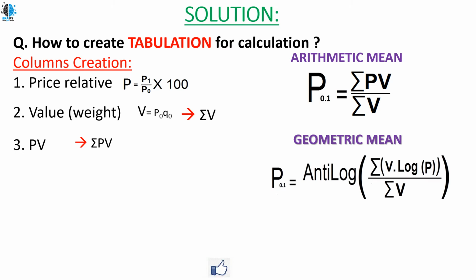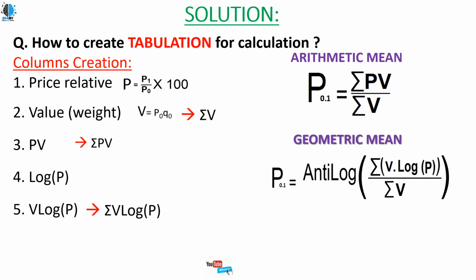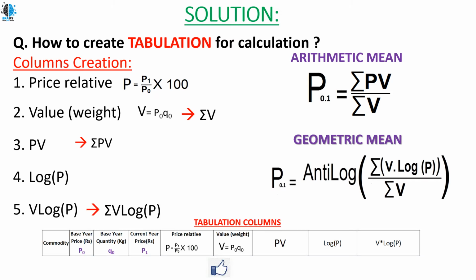Now what more do we require in our table for geometric mean? We need the log P. Next we have to multiply this log P with V and find the summation of this, summation of V log P. This is the entire tabulation we will be having. The first four columns are given in the question. The remaining columns we have to create with the help of formulas, right? So let's start with our problem.